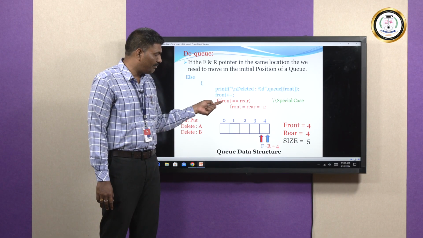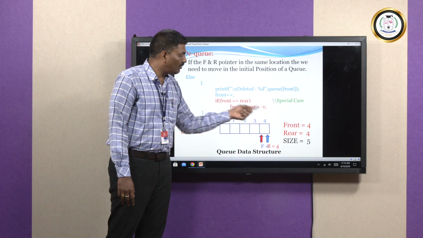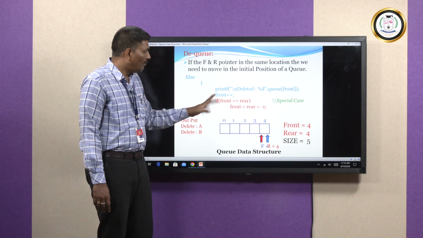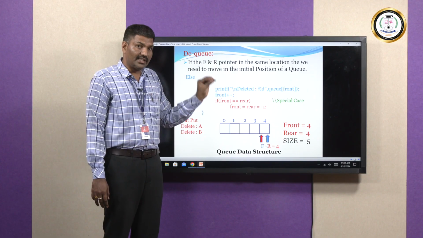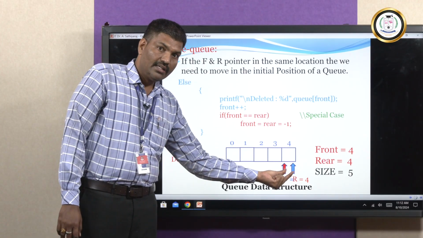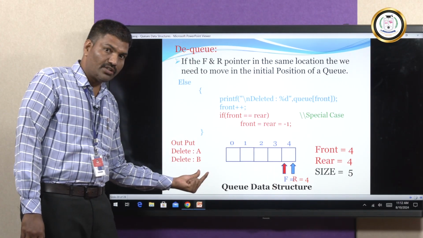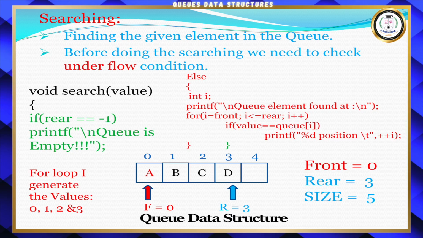After checking both are in the same place, front equal to rear equal to minus 1. Okay, so this is a special case. If you inserted 3 elements, after deleting the 3 elements, we need to push the front and rear pointers into the initial position of minus 1. Then coming to the next one.